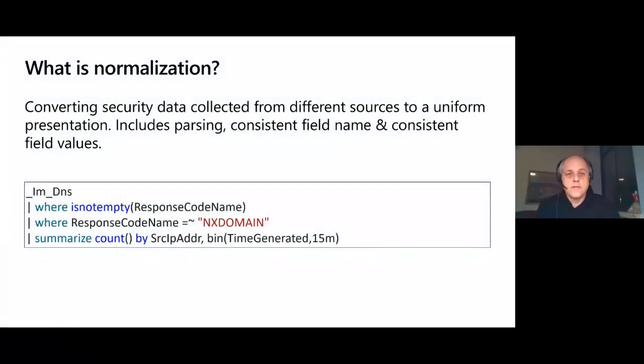Before we go into ASIM: ASIM is an information model and a framework that implements normalization within Microsoft Sentinel. So what is normalization? Normalization is the process of converting security data collected from different sources to a uniform format. It includes parsing the data into fields using consistent field names, such as, for example, source IP address or response code name, as well as consistent field values, so that response code name is known to always be NX domain when relevant.